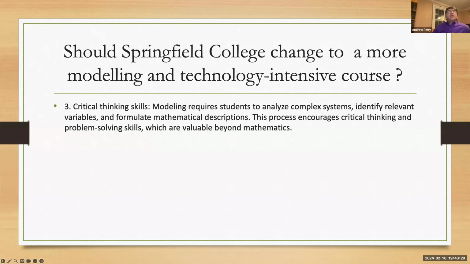Reason number 3, critical thinking skills. Modeling requires students to analyze complex systems, identify relevant variables, and formulate mathematical descriptions. This process encourages critical thinking and problem-solving skills, which are valuable beyond mathematics.